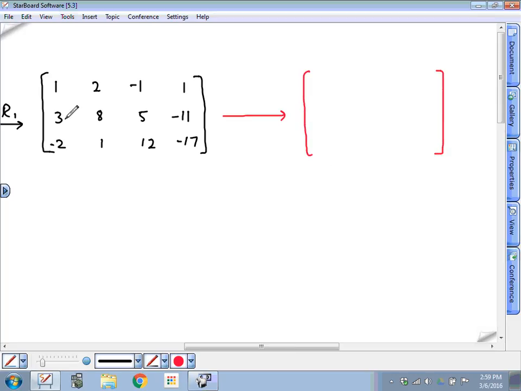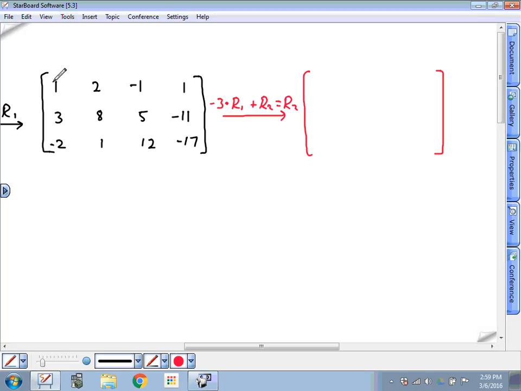I'm trying to get a 0 right here. Anytime you're trying to create a 0 out of a number, you need to add it to the opposite of that number. 3 plus -3 would make that turn into 0. So what that's going to require is that you multiply this by a -3. The top row needs to be multiplied by -3. -3 times row 1, add that to row 2, and that's going to replace row 2.